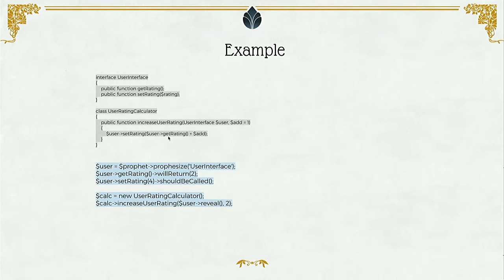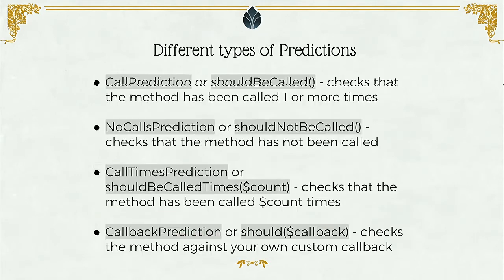Then you say get rating. Then get rating always returns 2. And once you return 2, it's 2 plus 2 is 4. If it is 4, this set rating will be called. Set rating will be set. So this is a straightforward example for this.